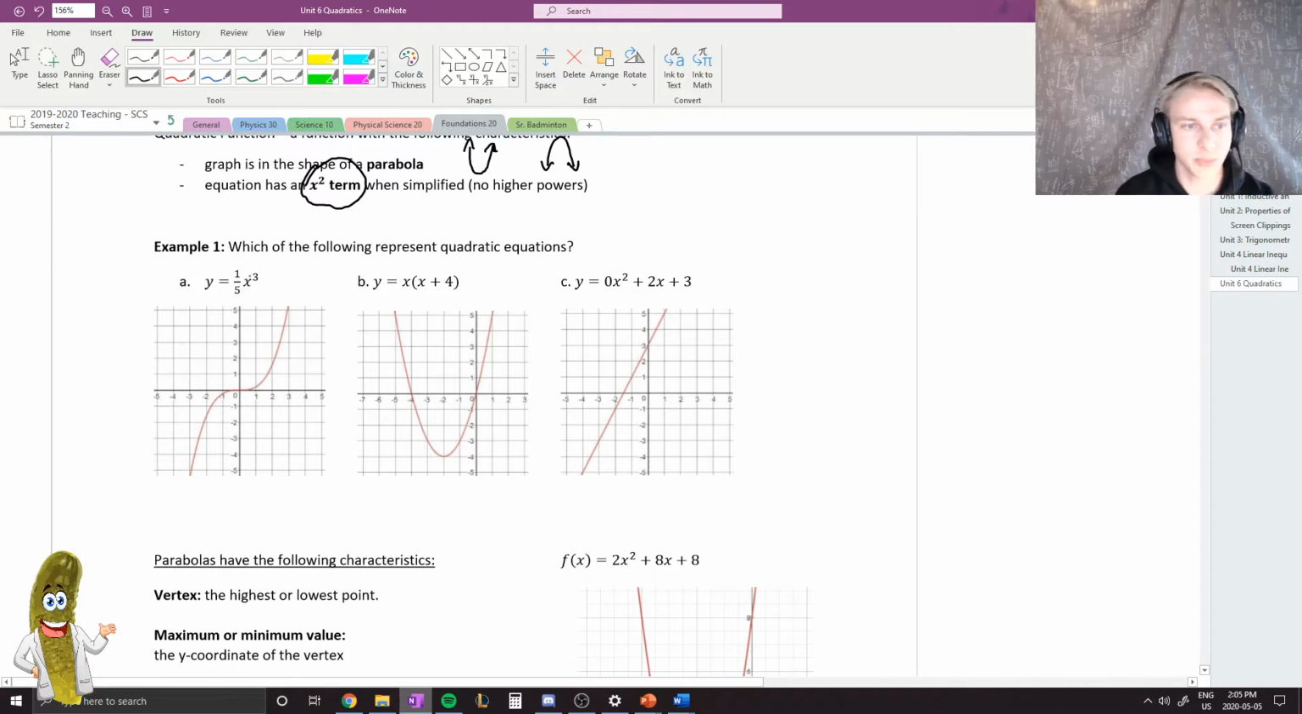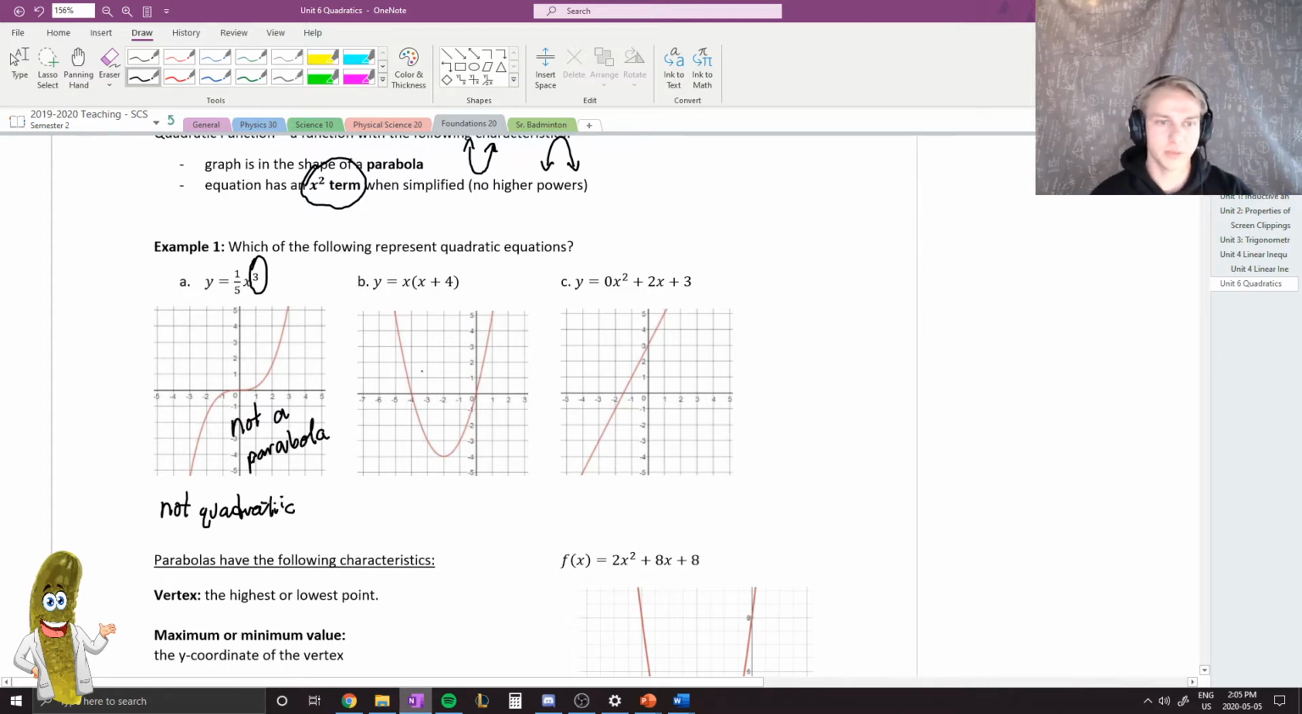So looking at this first example, I'd say, well, there is an x cubed. Immediately, I would know that this is not a quadratic function. It does not have an x squared, and there's no way of me actually simplifying this expression either. The other thing I would look at is the shape of this graph, and I could very clearly see this is not a parabola. And so, because this is not a parabola, and because we don't have an x squared term, we would say that this is not quadratic.